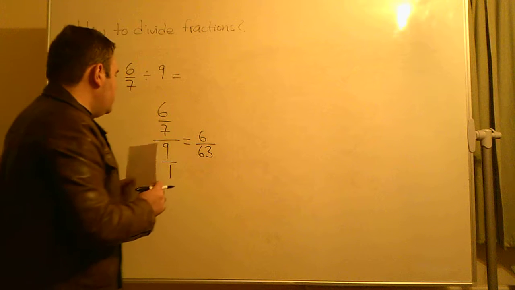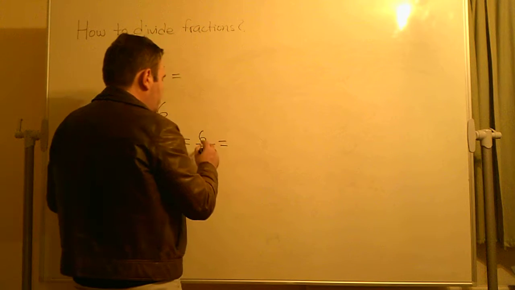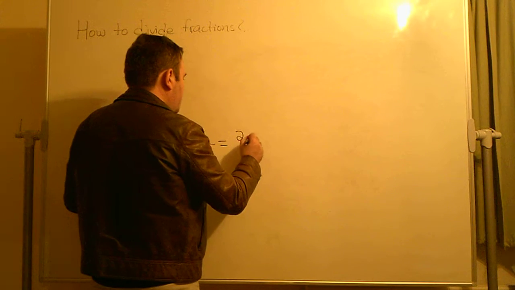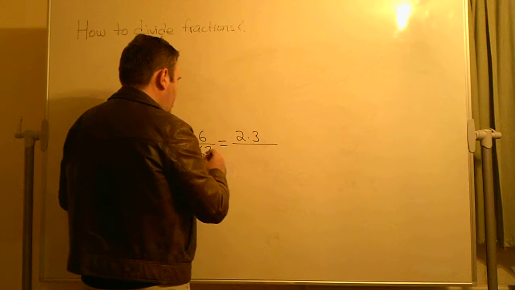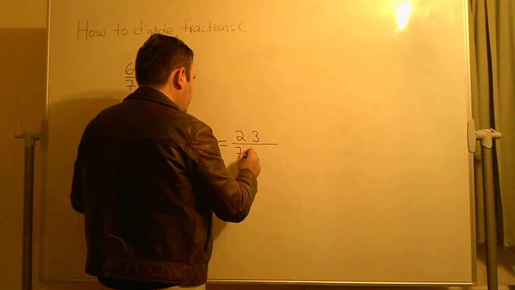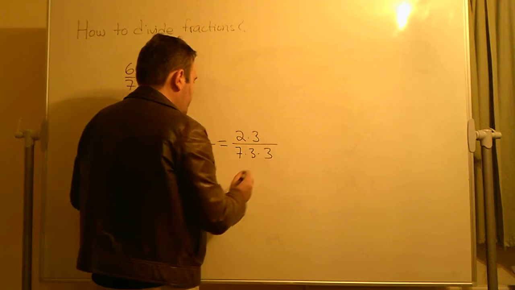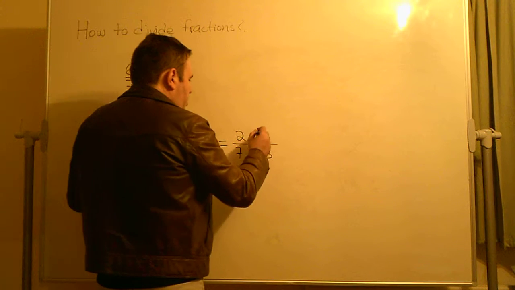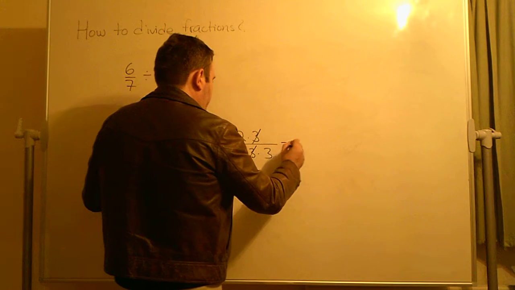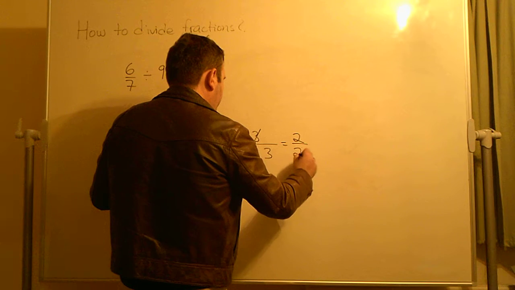Then it turns out that 6 is equal to 2 times 3, and that 63 is equal to 7 times 3 times 3. So 3 divided by 3 is 1, and the final result will be 2 divided by 21.